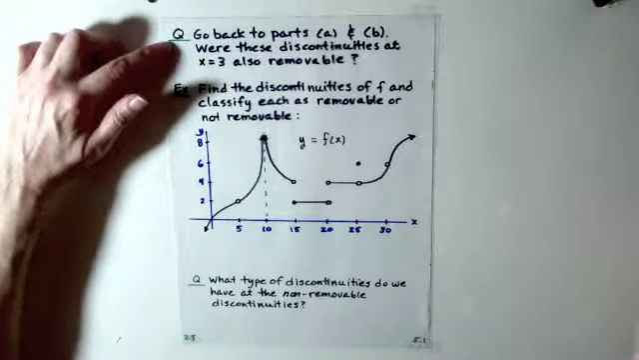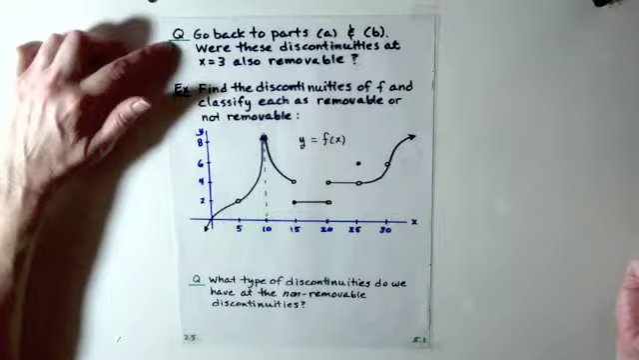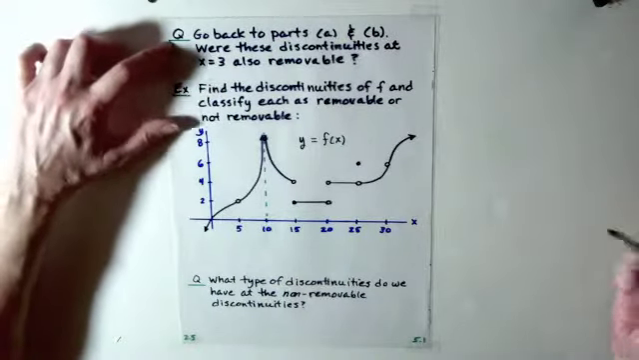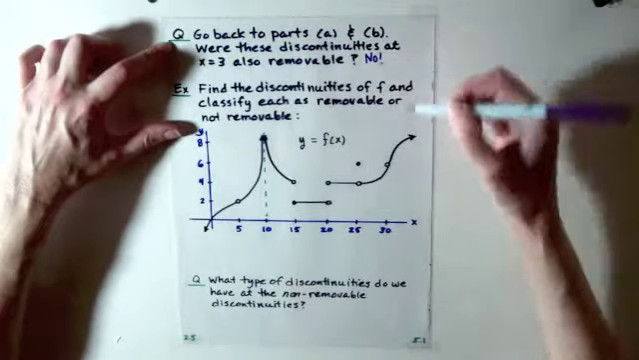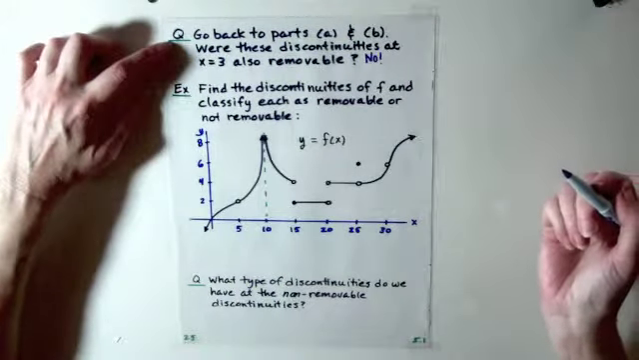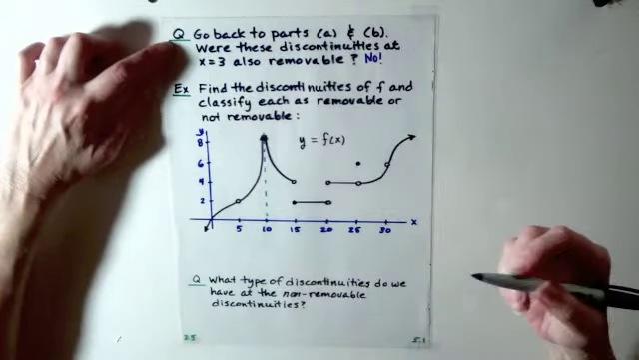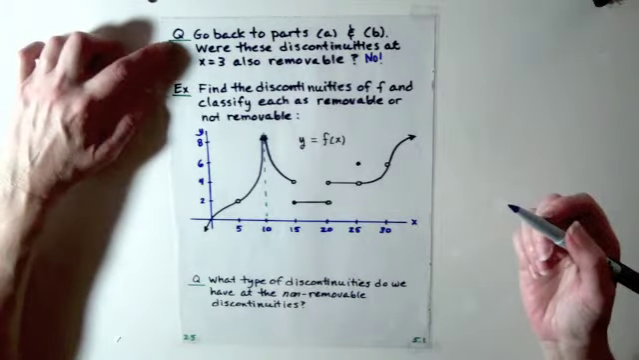It says go back to parts A and B. Were these discontinuities at x equals 3 also removable? And we decided that no, they were non-removable discontinuities. One was an infinite discontinuity, and the one in part B was a jump discontinuity.